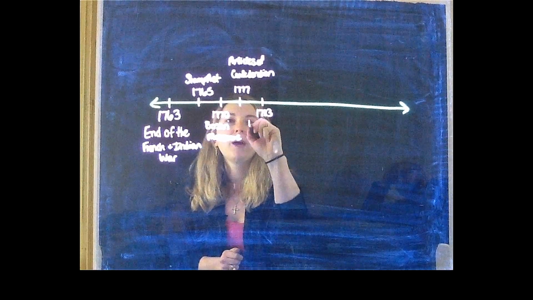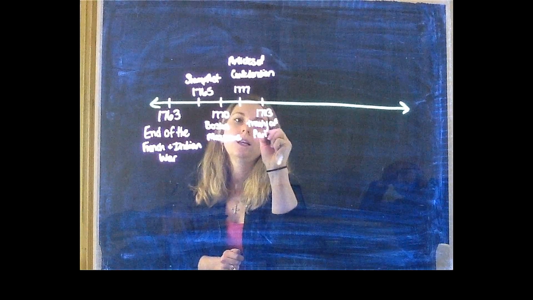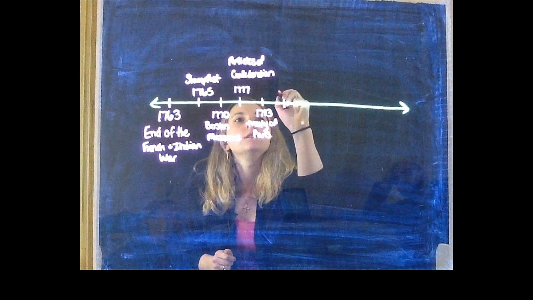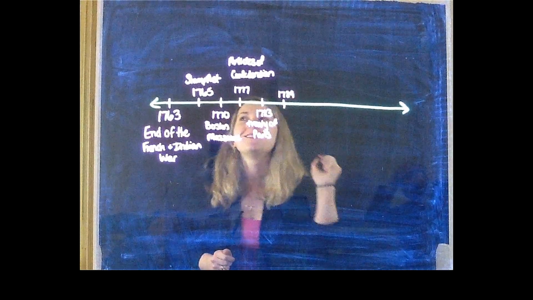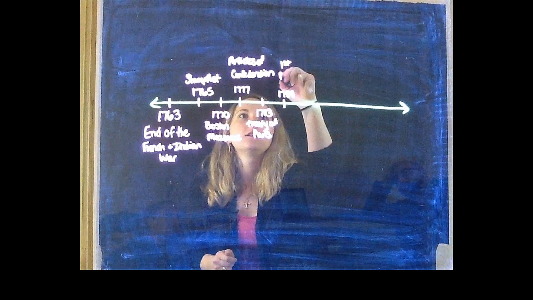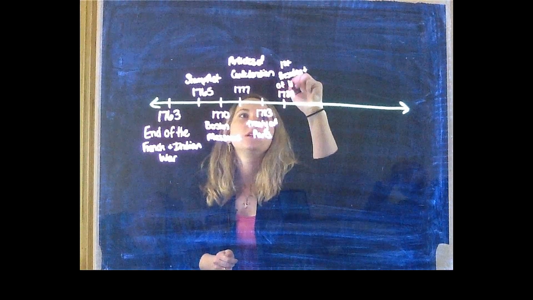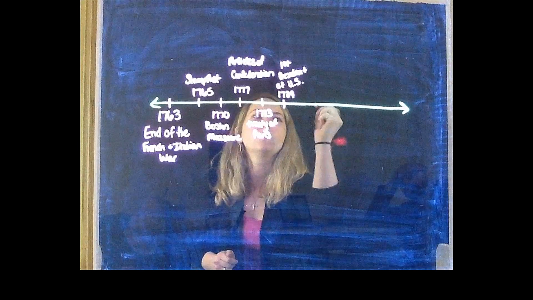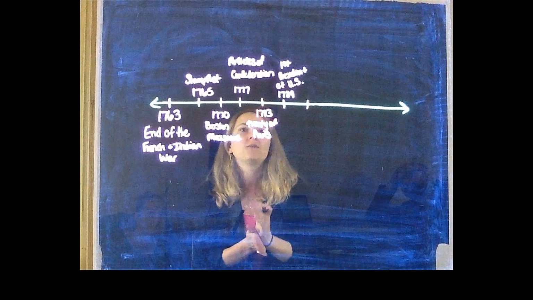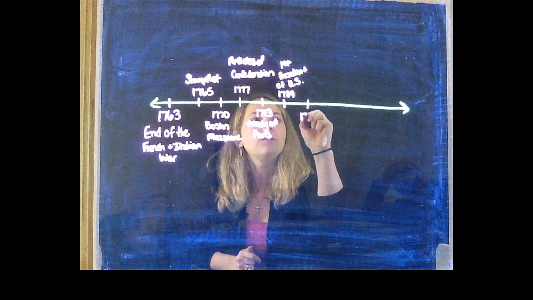1783, the Treaty of Paris ends the American Revolution once and for all. You can see I'm running out of room here. 1789, first president of the United States was who? Everyone should know who that first president of the United States was. You can see my dates are going in order of which these events occurred.